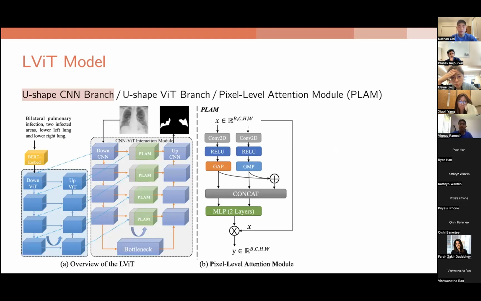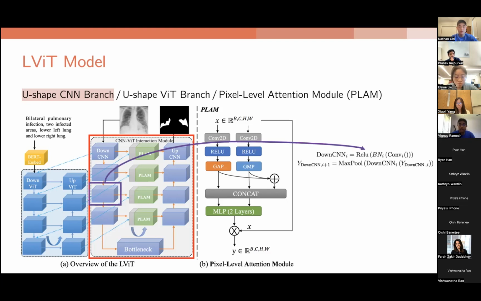As shown in the figure, the U-shaped CNN branch is used to receive the image information and act as a segmentation head to output the prediction mask. Convolutional, batch norm, or BN, and ReLU activation layers compose each CNN module. Image features are downsampled between each down CNN module using the max pool layer and upsampled via concatenation between each up CNN module. The specific process of each CNN module is given by these equations, where Y sub down CNN i represents the input of the ith down CNN module, which becomes Y sub down CNN i plus 1 after downsampling the ith down CNN module via max pooling.